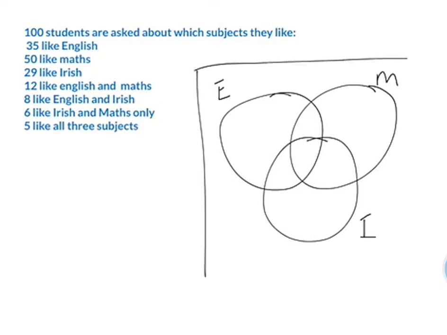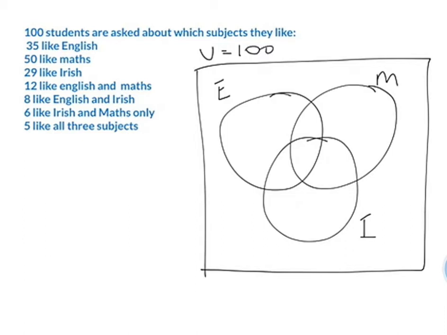Let's make a rectangular border which shows how many total students there are. There are 100 total students, so we're going to write universal set, in this case 100. Now starting from the first statement, 35 like English, so we're gonna write 35 in front of E in the brackets, and for maths we're gonna write 50. Most of the students like maths. 29 for Irish, right? So 12 like English and maths, we're gonna ignore it for some time.